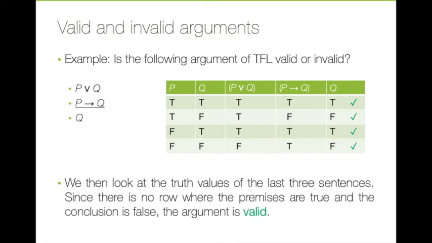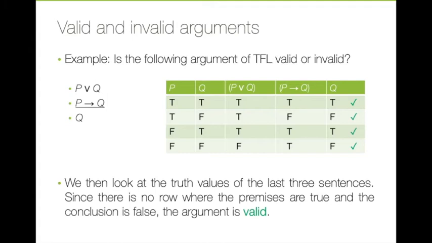Our truth table is now complete. We have the truth value of each sentence in the argument completed. So now we can use it to judge whether the argument made up of these three sentences, P or Q, if P, then Q, those were our premises, and Q is the conclusion, if that argument is valid or invalid.